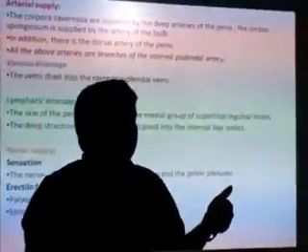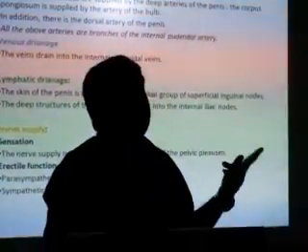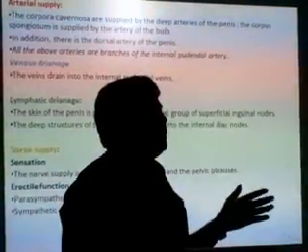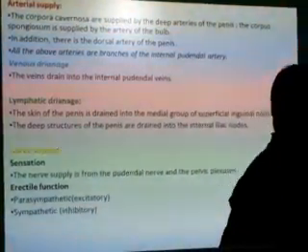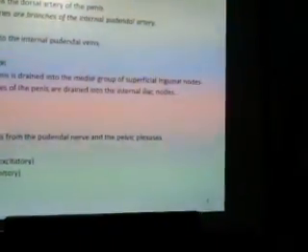So the penis is supplied by the deep artery of the penis, the dorsal artery of the penis, and the artery of the bulb of the penis. These are the three arteries which supply the penis. Sorry, I was talking about the testicular arteries, which supply the testis, not the penis. So the blood supply for the penis is by the deep artery, the dorsal artery, and the artery of the bulb of the penis. And the venous drainage is into the pudendal vessels, the inferior pudendal veins. These arteries I explained are branches of the internal pudendal artery.